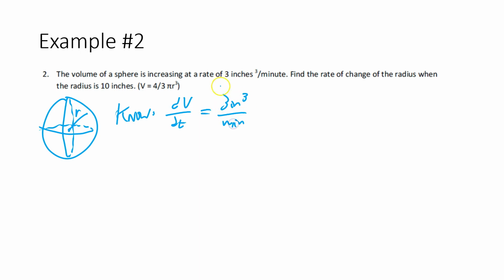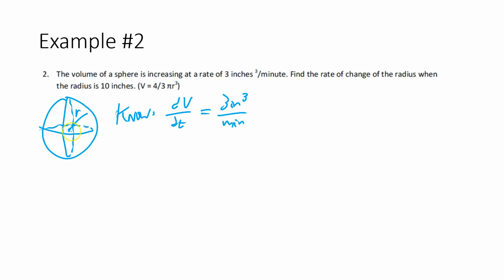Now, this is maybe more realistic, right? Let's say this is a balloon, and you're blowing it up. Every time you release a breath, it's a constant volume of air. So maybe you're increasing the volume by 3 cubic inches every minute. You could probably do better than that with your breath, right? But the volume is constantly changing.